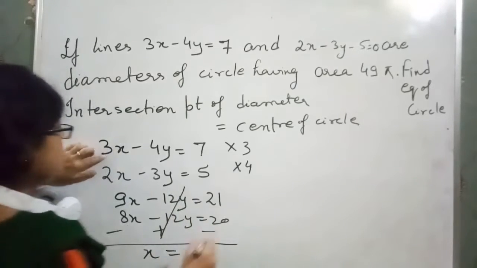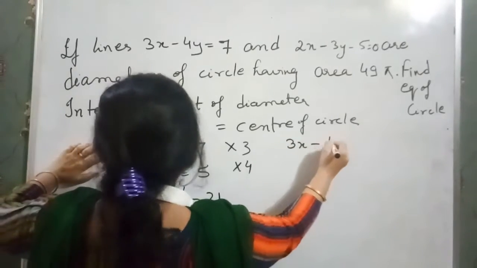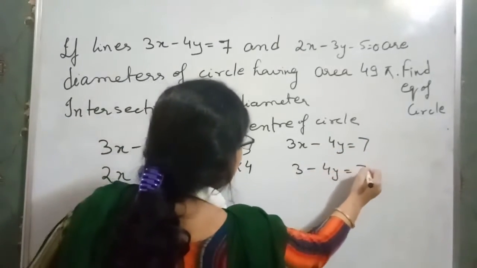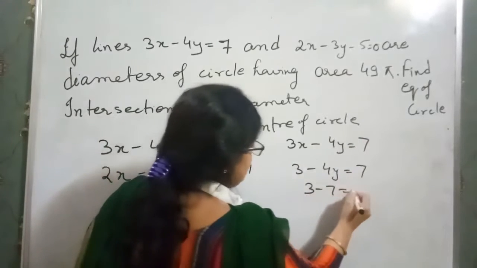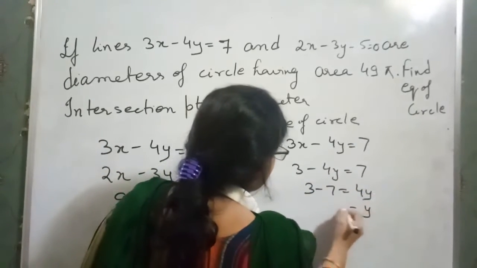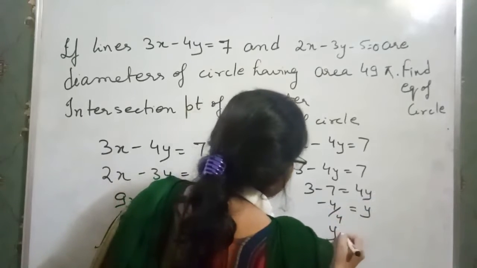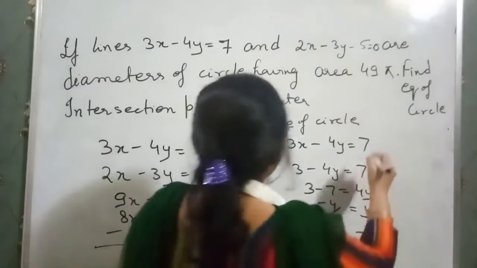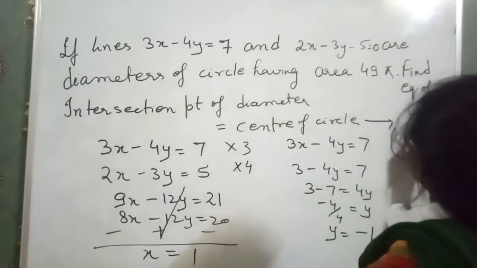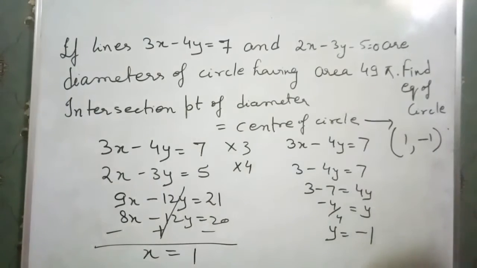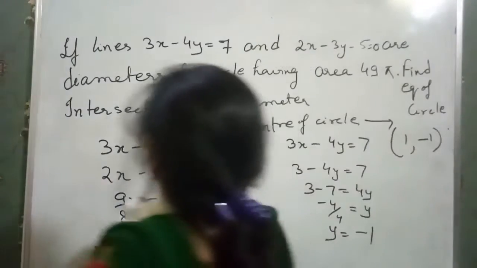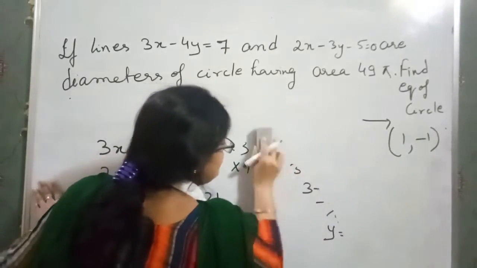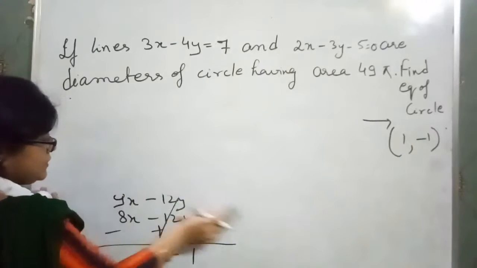Now putting the value x is equal to 1 in 3x minus 4y is equal to 7, that is 3 minus 4y is equal to 7. That means 3 minus 7 is equal to 4y, so y is equal to minus 4 over 4, that is y is equal to minus 1. So the center of the circle is (1, minus 1). This is the first step: we have to find the center of the circle. Now for the standard equation of the circle, we also need the value of the radius.